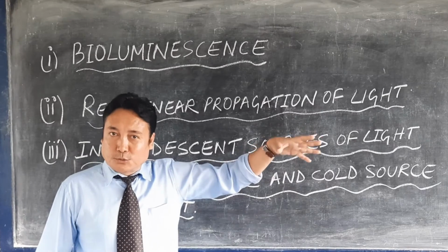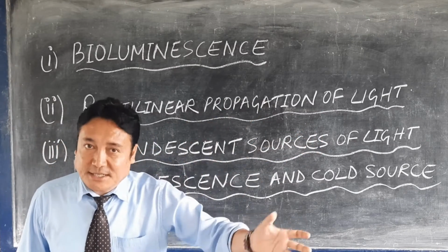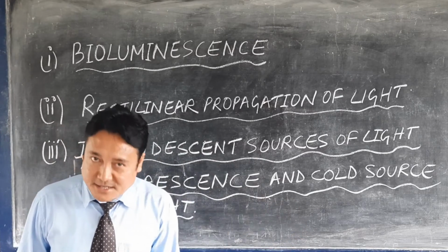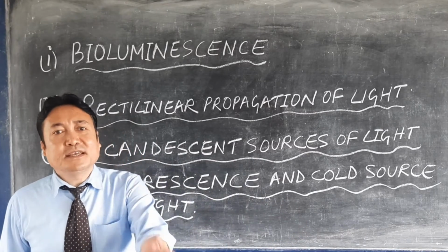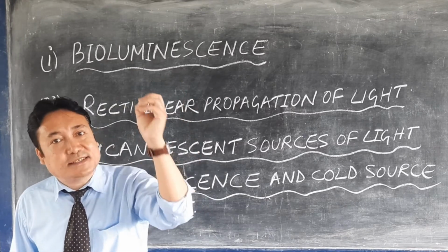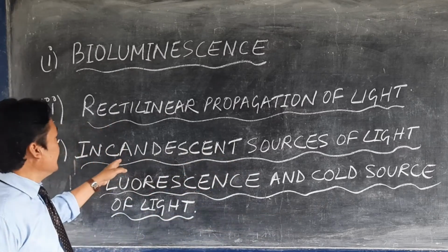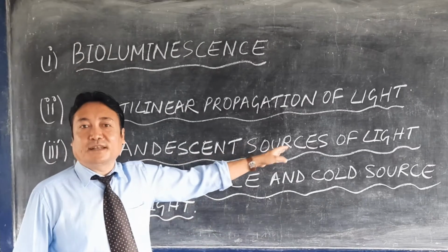That means the sources of light which emit light when the source gets heated are known as incandescent sources of light. An example is the electric bulb. When you switch it on, the electric bulb produces light, and at the same time the bulb also gets heated up. So this is about the incandescent sources of light.